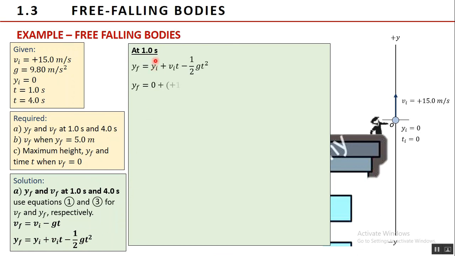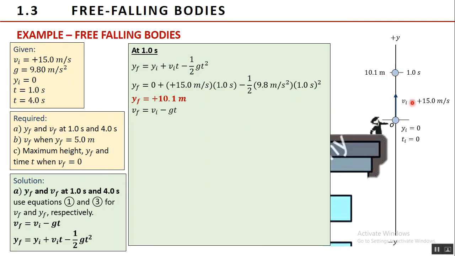So at 1 second, applying equation 3 then substituting the given information, 15 times 1 minus 1/2 of 9.8 times 1 squared, the final position is positive 10.1 meters. Positive value means that the ball is located above the railing 1 second after throwing the ball. For final velocity, from equation 1, substituting the values, 15 minus 9.8 times 1 will give a final velocity of positive 5.2 meters per second. Positive velocity indicates that at time 1 second, the ball is still moving upward.